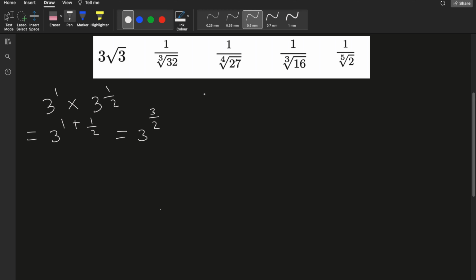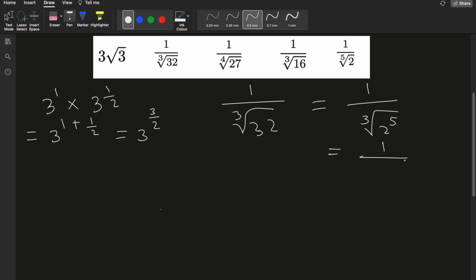And now let's move on to the next one. 1 divided by cube root of 32. So 32 can be written as 2 to the power of 5. So it would be cube root of 2 to the power of 5. As we know, this can be written as this. And now we can use another law where we know that 1 divided by a to the power of n equals a to the power of negative n. So it would be 2 to the power of negative 5 by 3.